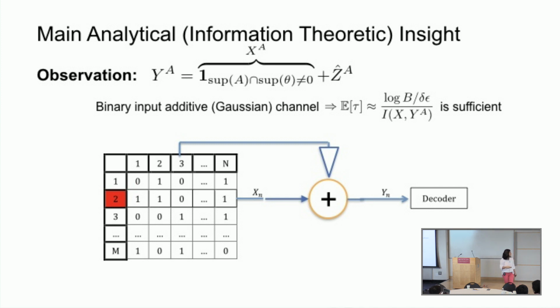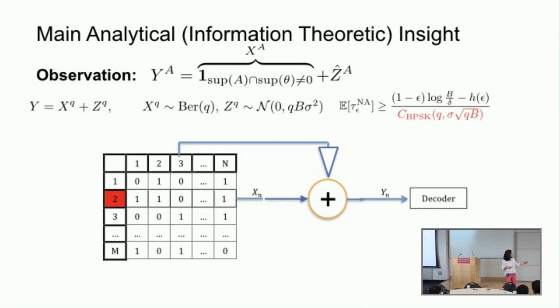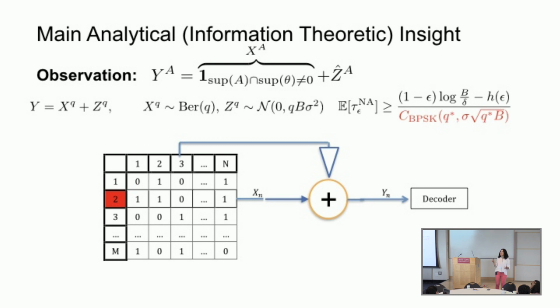And now, this is nothing but the capacity of a binary input, additive Gaussian channel, where it has this weird input distribution. The input distribution is Q, and the noise is now square root of Q. The variance is going to grow linearly with Q, the standard deviation being square root of Q times B times sigma. Sigma is the noise per bin. So now you can optimize for the best Q star, and that will give you the capacity, and how this capacity will scale.